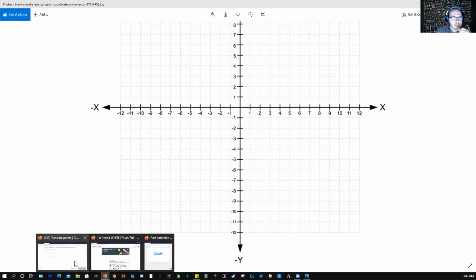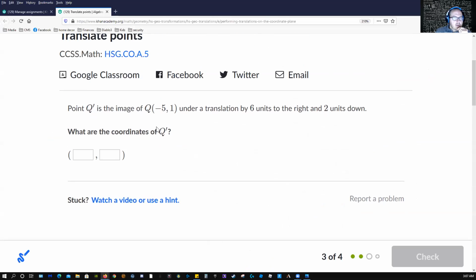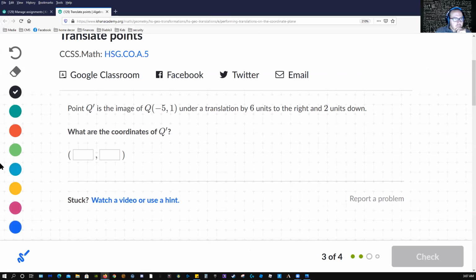Okay, so using the drawing tool here. If it says 6 units to the right, and I know that this is my x value, I'm going to add 6. Negative 5 plus 6 is 1. And when it says 2 units down, I know that's my y minus 2. And since the 1 is my y value, 1 minus 2 is a negative 1.